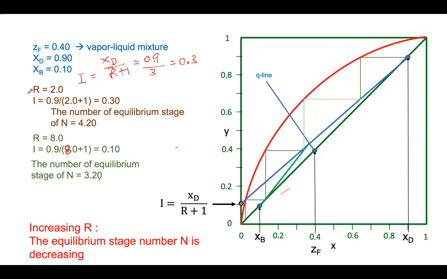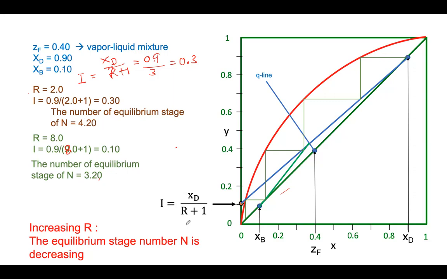It's decreasing. Yep, that's right. It's decreasing from 4.2 into 3.2. Okay, so it is decreasing. So that means that if we increase the reflux ratio, the equilibrium stage number n is also decreasing. So if you want to decrease the equilibrium stage number, you just keep increasing the reflux ratio.